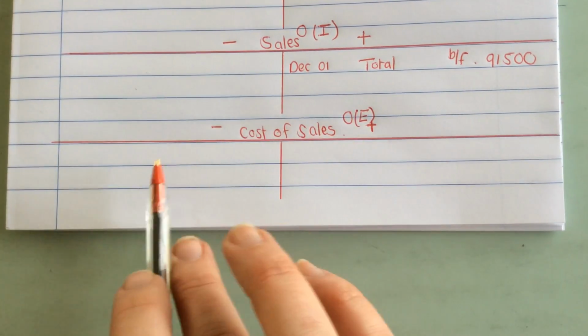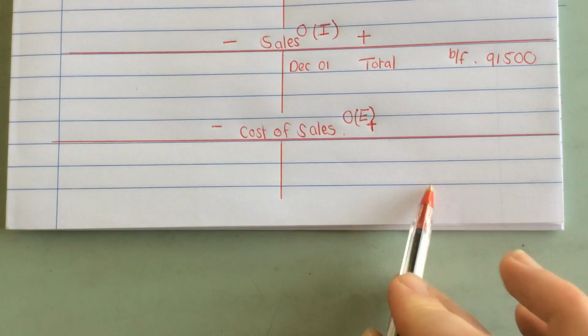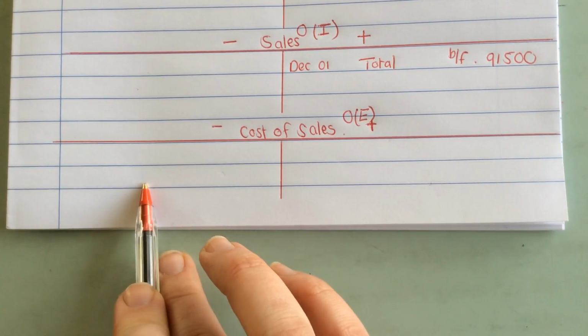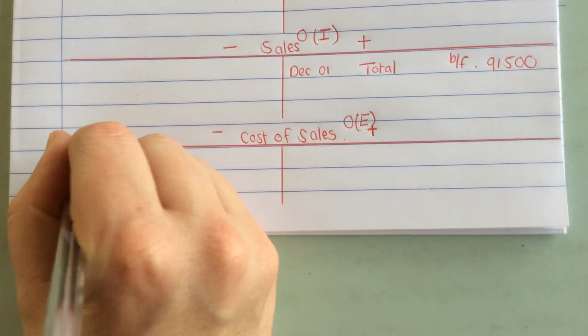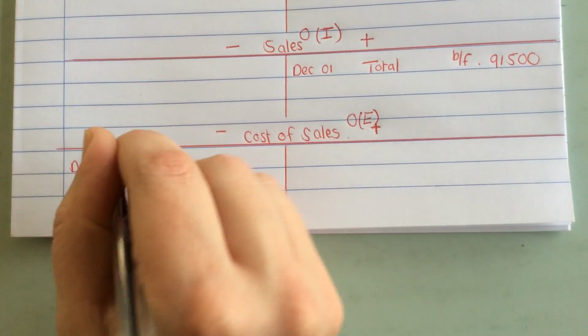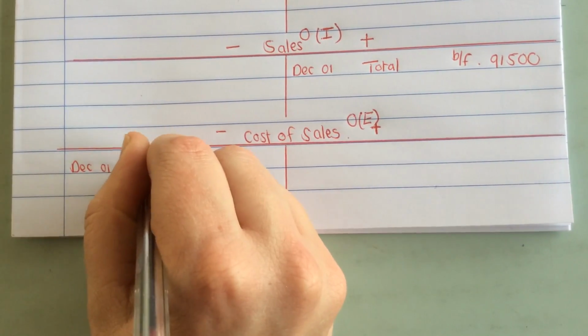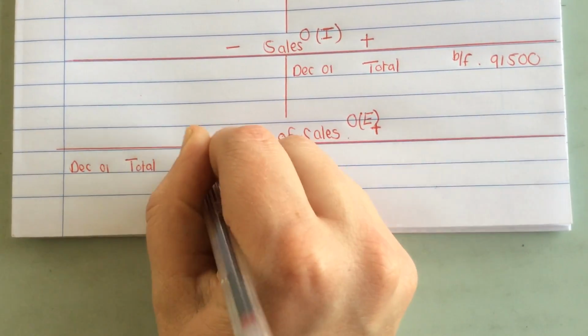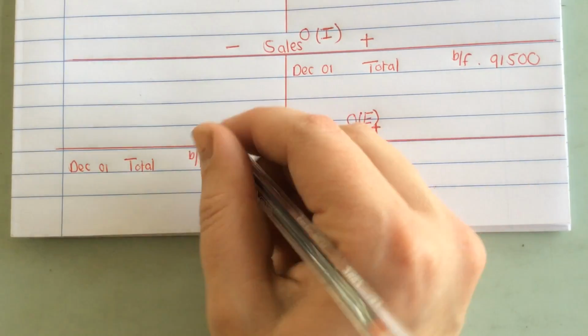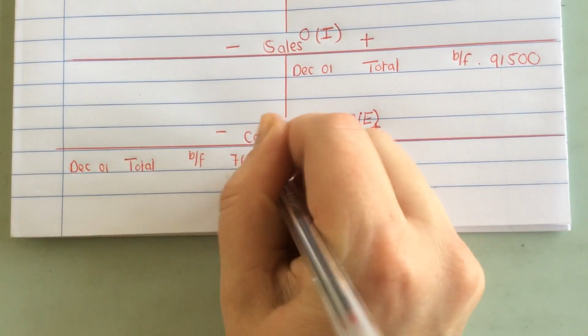And cost of sales. An expense, our expense is dead or click? Dead. So you're going to put it on that debit side. December the 1st. Total brought forward. And it's 76,250.